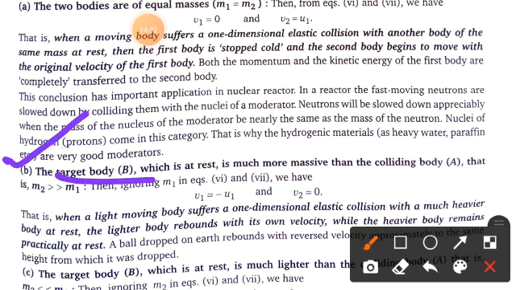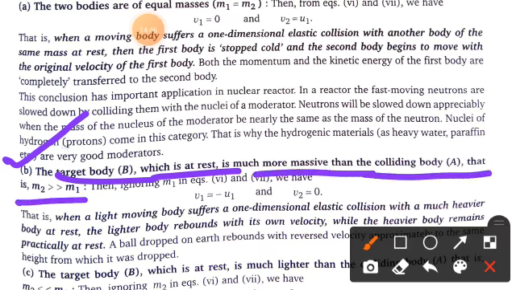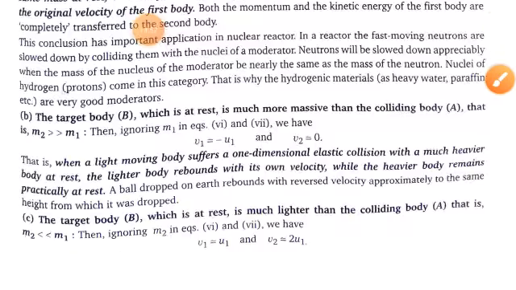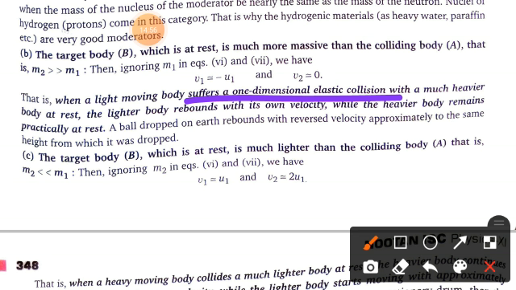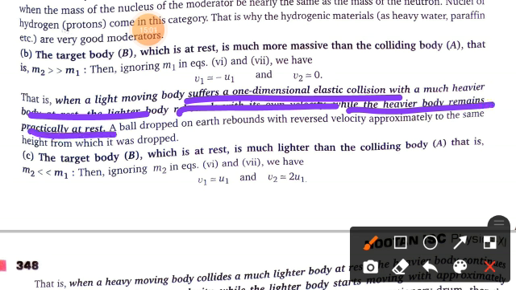The target body, which is B, which is at rest, is much more massive than the colliding body A. That is, m2 is much bigger than m1. So you can see that the expression changes to this: v1 is approximately equal to minus u1, and v2 is equal to 0. That is, when a light moving body suffers a one-dimensional elastic collision with a much heavier body at rest, the lighter body rebounds with its own velocity while the heavier body remains practically at rest. So a ball dropped on the earth rebounds with the reverse velocity, approximately to the same height from which it was dropped.